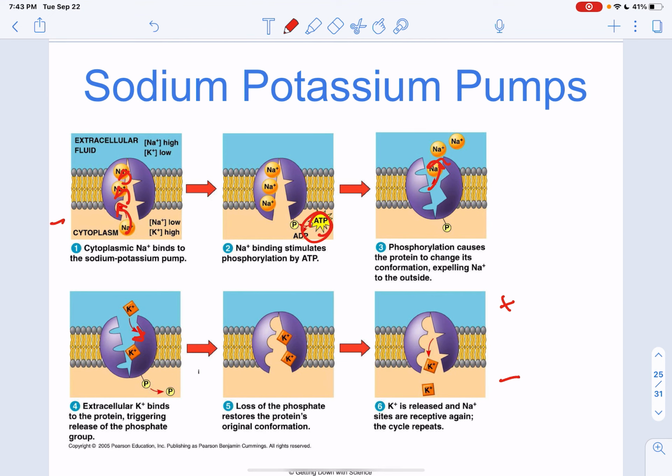We start off with negative on the inside and positive on the outside. Let's flip that. Positive on the inside, negative on the outside. And after all these reactions happen, we flip that. And this will create an electrical current, which allows for cells like neurons to transmit messages at a rapid rate.